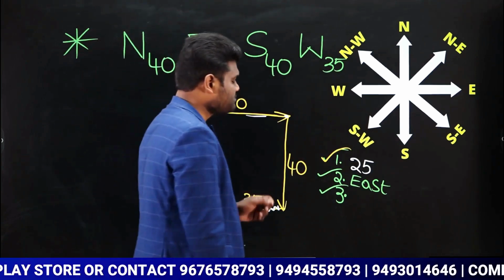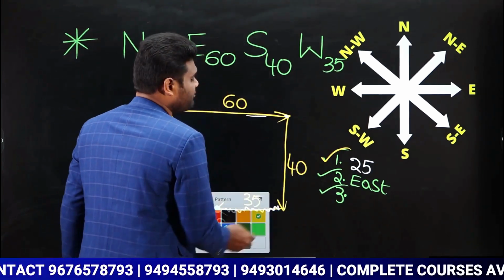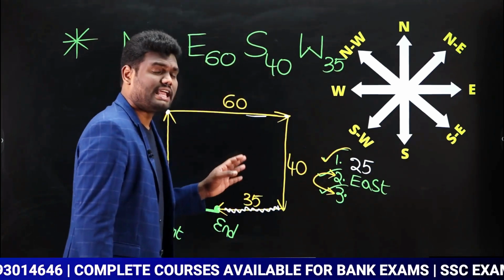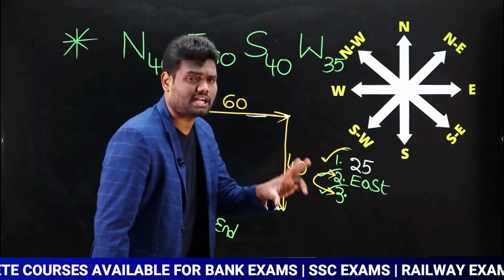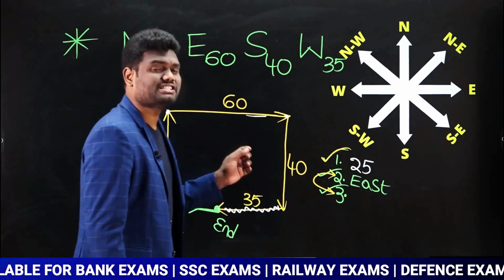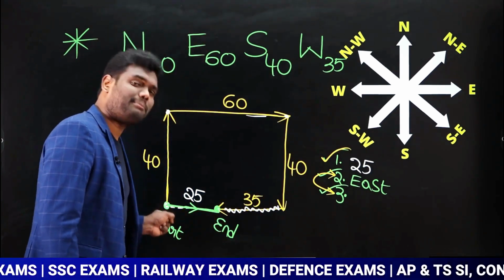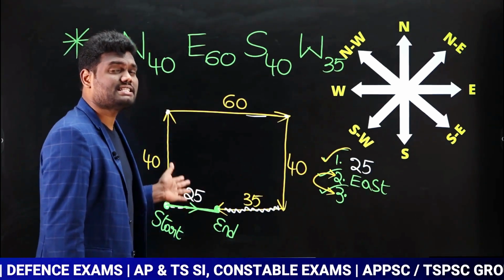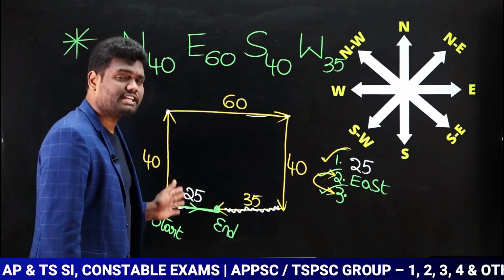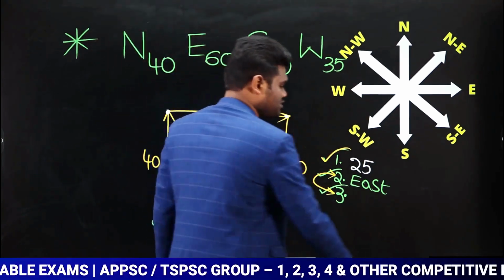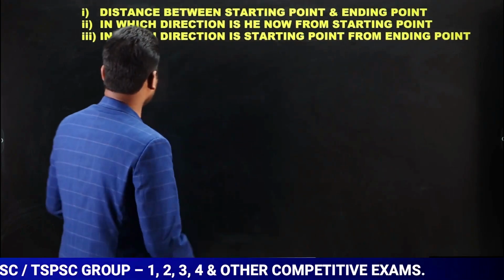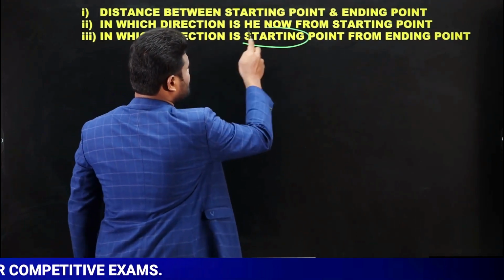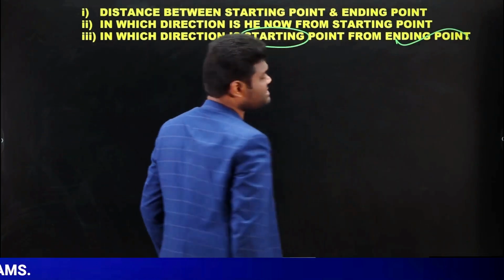Is that clear? Now if you observe, the third question is exactly the reverse of the second question. The second question is, in which direction is he now from the starting point? Or in other words, in which direction is the ending point from the starting point? What about the third question? The third question is the reverse: in which direction is the starting point from the ending point? If you want, you can observe here carefully. This is our third question.